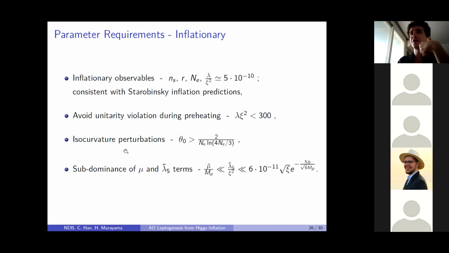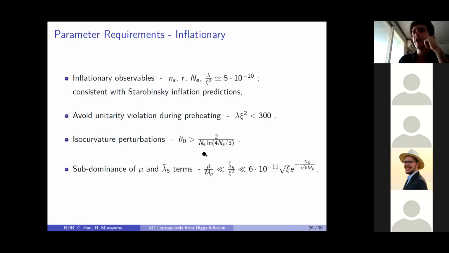Another issue is the potential for isocurvature perturbations, which for us puts in a constraint on what the initial theta naught can be, which is related to the number of E-folds. And this ends up being like 0.01 or 0.001 in that sort of range, depending on the number of E-folds you choose.